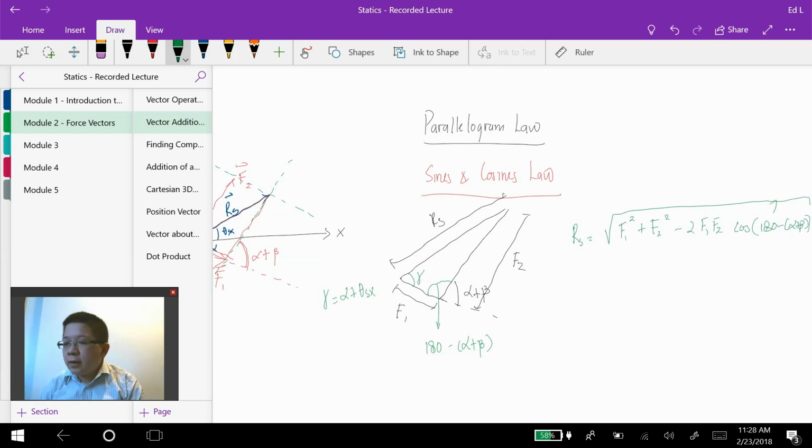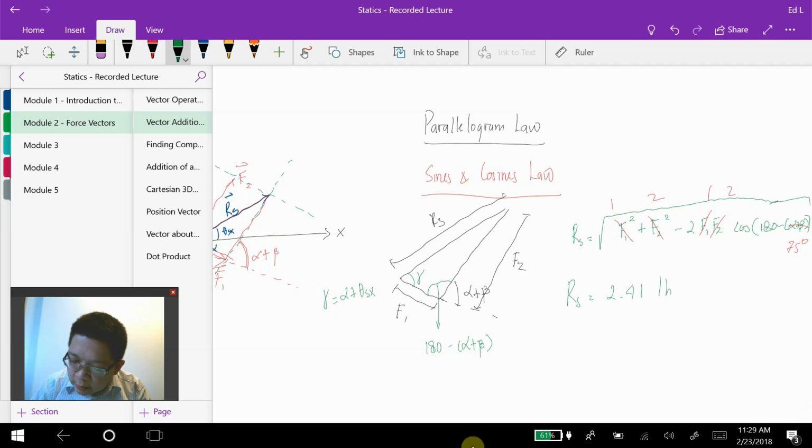Calculating this value, we know what F1 is, right? F1 is 1 pound, F2 is 2 pound, and alpha plus beta is 75 degrees. So in here we can calculate Rs, and if my calculation is correct, we obtain 2.41 pound.